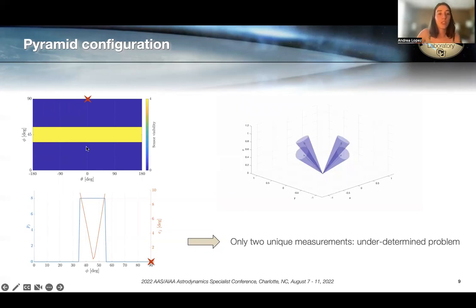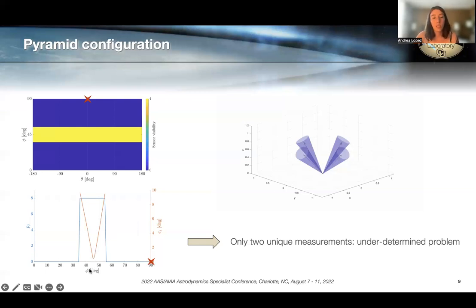In this plot here on the top left, I'm showing for different elevation and azimuth of the target, how many sensors would be able to see it. And you can see how we only have this narrow band in which the target would be detected. But since we only have 2 unique measurements, this is an underdetermined problem. And so the solution that we find is a minimum norm solution.